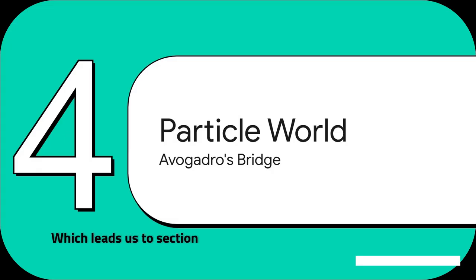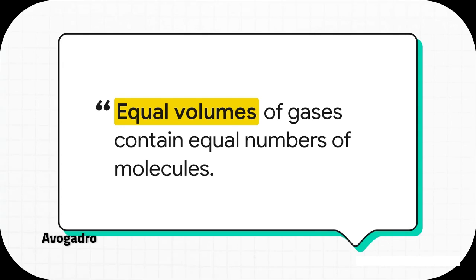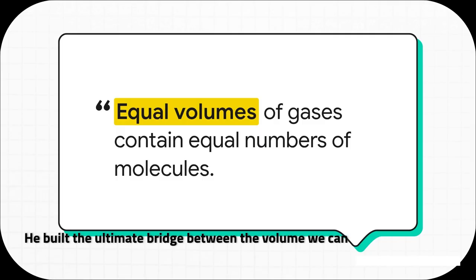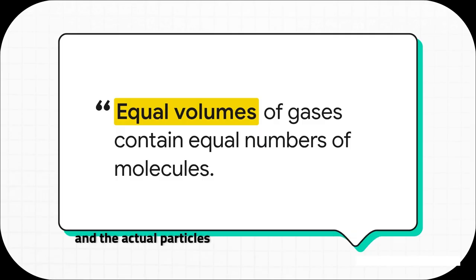Which leads us to Section 4, Avogadro's hidden particle world. Avogadro essentially grabbed us by the hand and invited us to zoom all the way down into the quantum realm, the hidden particle world. He built the ultimate bridge between the volume we can see with our eyes and the actual particles existing at the microscopic level. He came up with this beautifully simple hypothesis. Equal volumes of gases at the same temperature and pressure contain equal numbers of molecules.